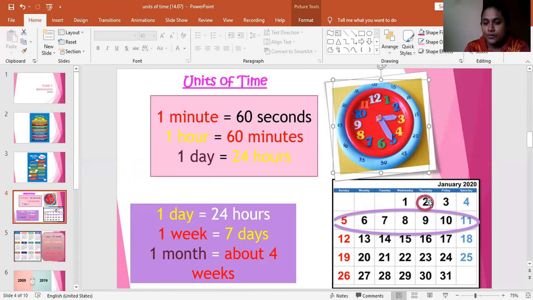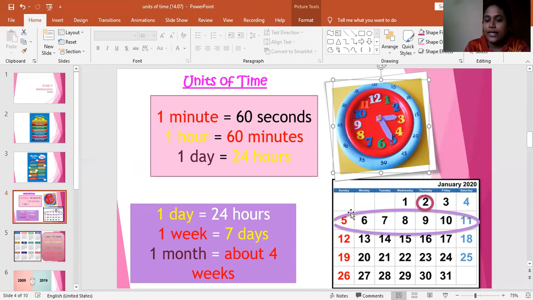And here I have circled 1 number. So all these numbers we call dates. How many dates are there for this month of January? It has 31 days. And this is one date. 1, 2, 3. Likewise, we can count up until we meet the end. To indicate this one day, we call it a date.